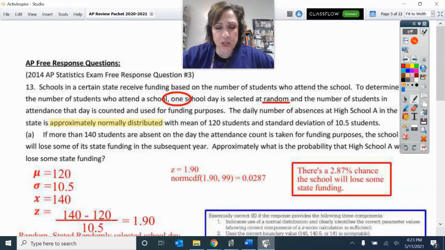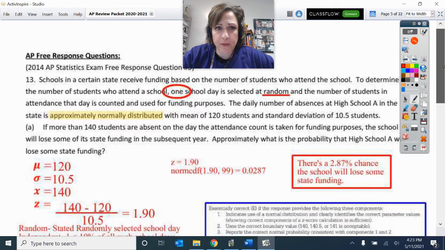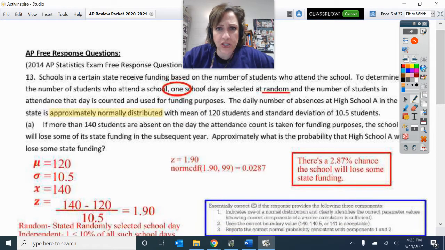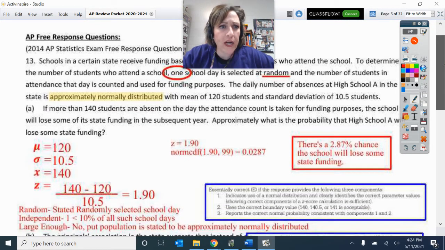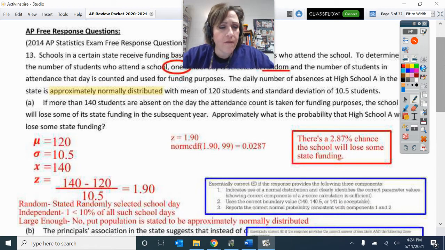All right, let's go over these free response for our Unit 6, discrete random variables and sampling distribution. So here we have this problem where we are told, first of all, that the population of days' absences is approximately normally distributed. It's averaging 120 students with a standard deviation of 10.5.